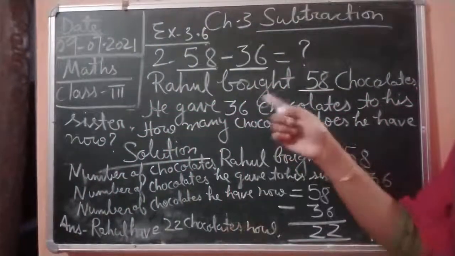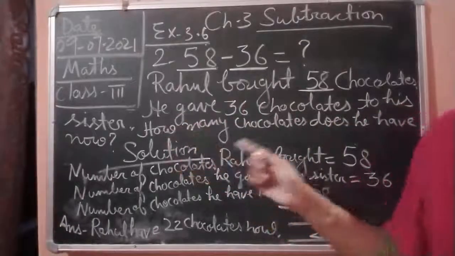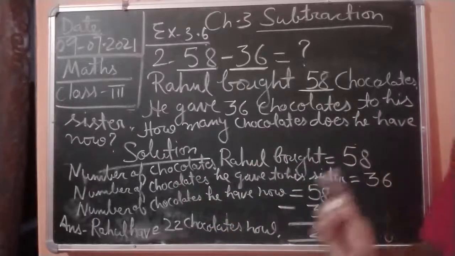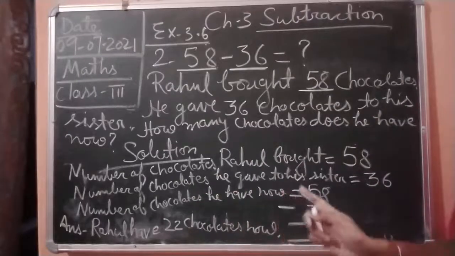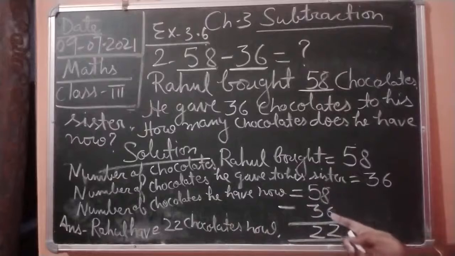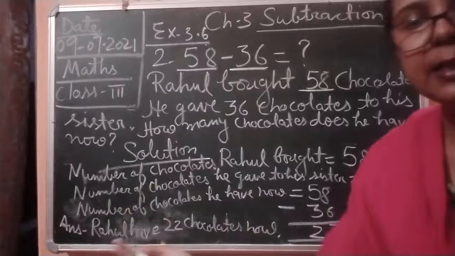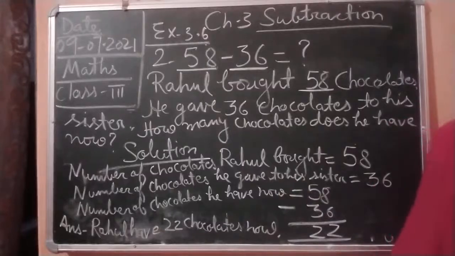Okay. Rahul bought 58 chocolates. He gave 36 chocolates to his sister. How many chocolates does he have now? So number of chocolates Rahul bought, 58. Number of chocolates he gave to his sister, 36. Number of chocolates he has now, 58 minus 36. So what will we get? We will get 22. So answer: Rahul has 22 chocolates now. Or you can write like this also. Now Rahul has 22 chocolates. Okay. So take a screenshot and complete it.